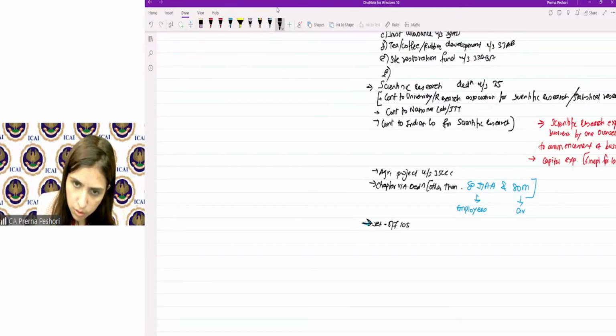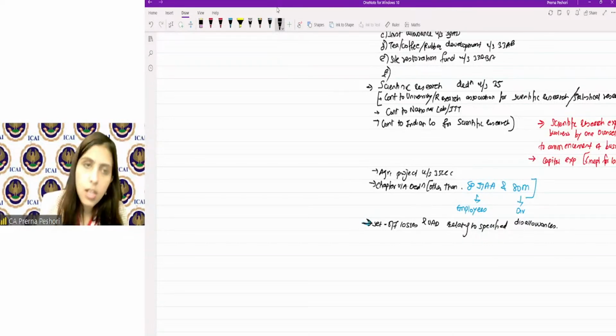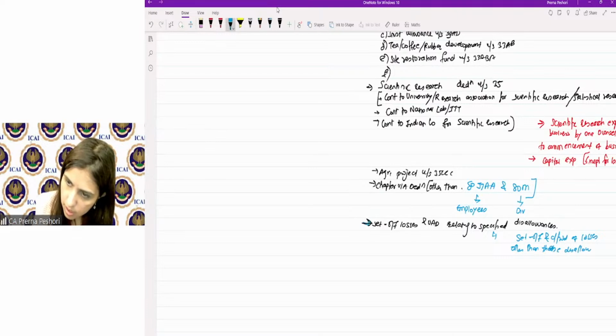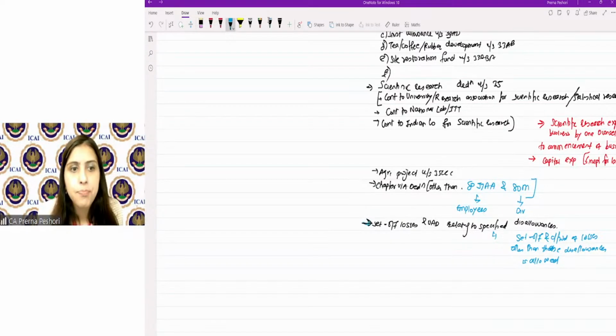So, set off of losses and unabsorbed depreciation relating to specified disallowances. Meaning you can claim set off and carry forward of losses other than these disallowances. Fine, it is allowed.